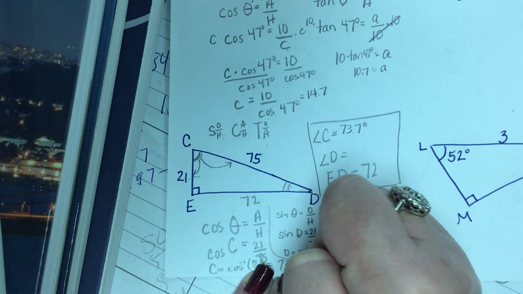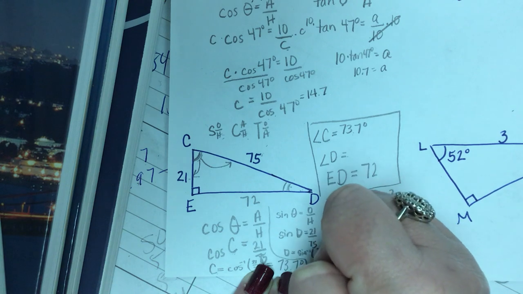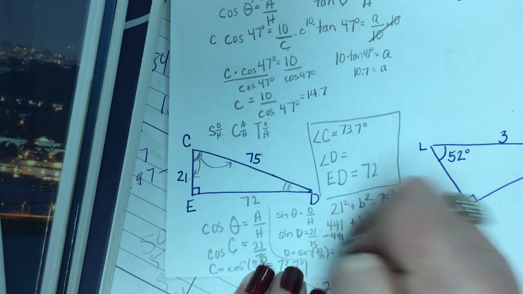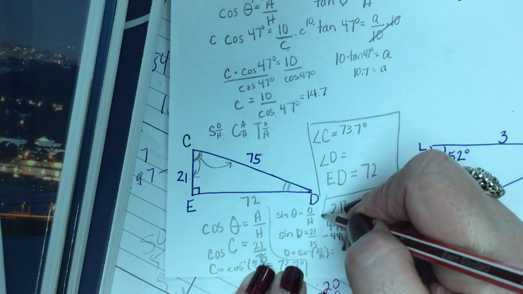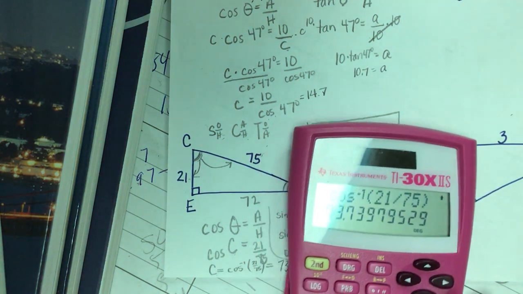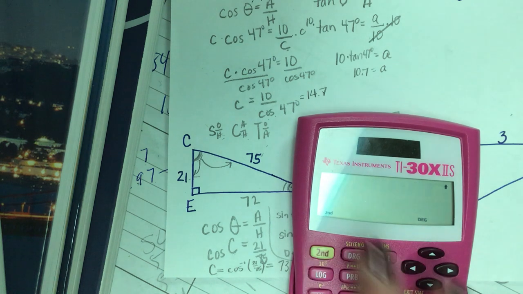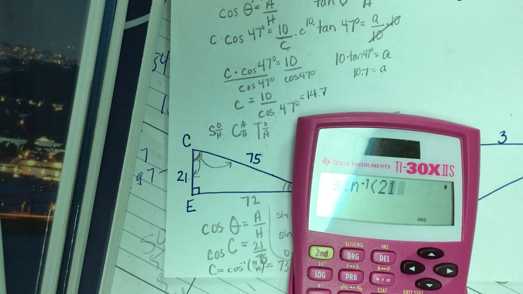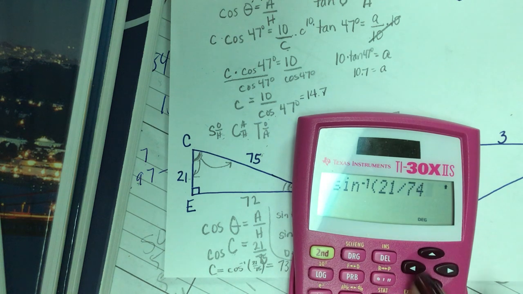inverse sine of 21/75. So you grab your calculator, you do inverse, and it's in blue for you, yellow for me. Inverse sine 21/75. Whoops.